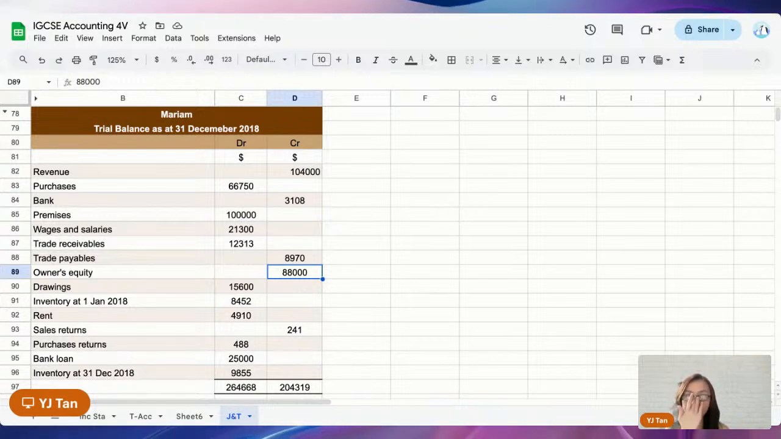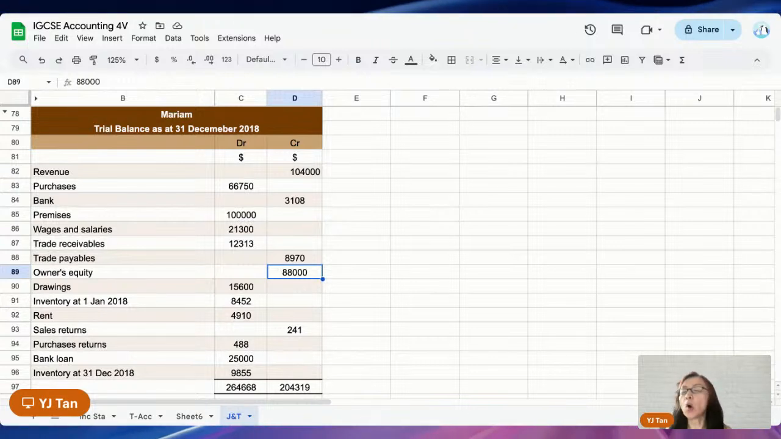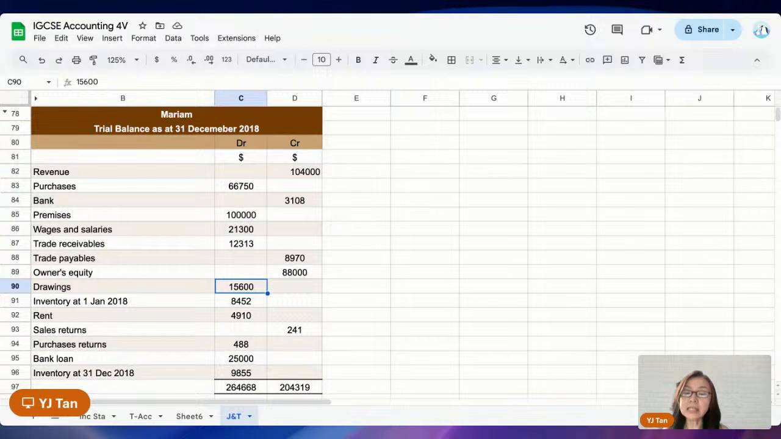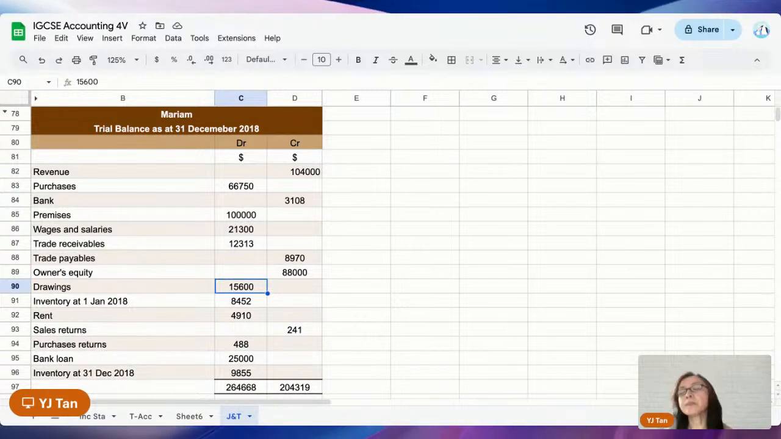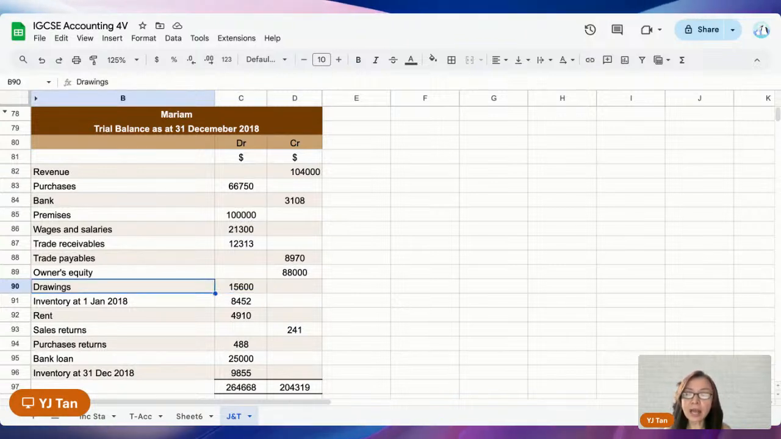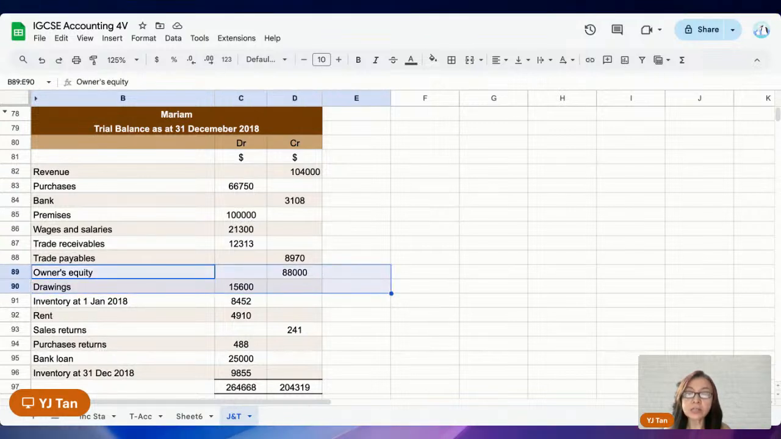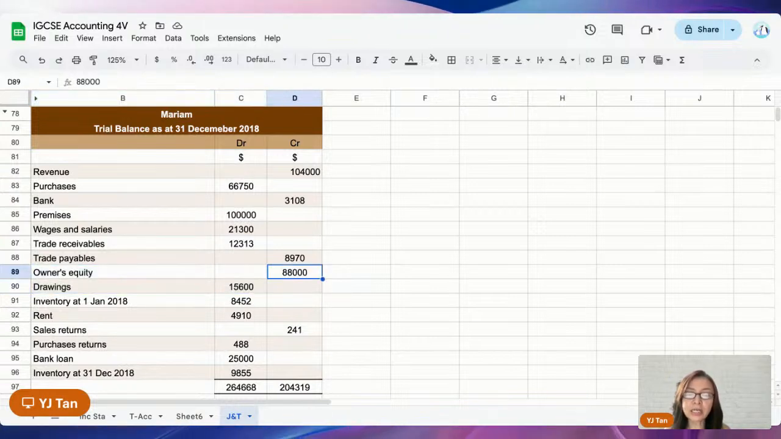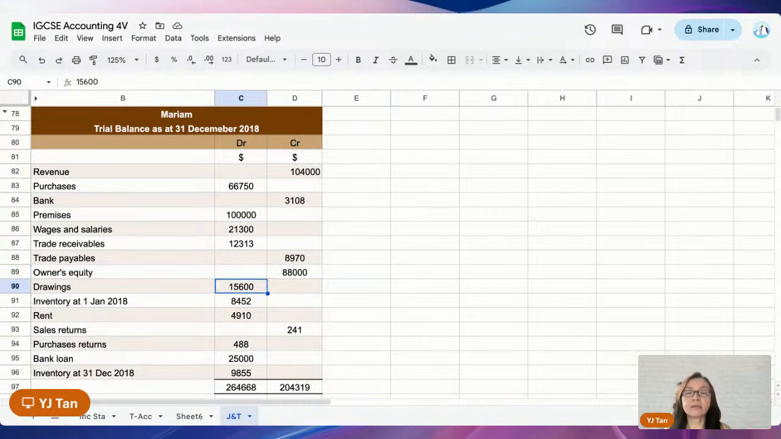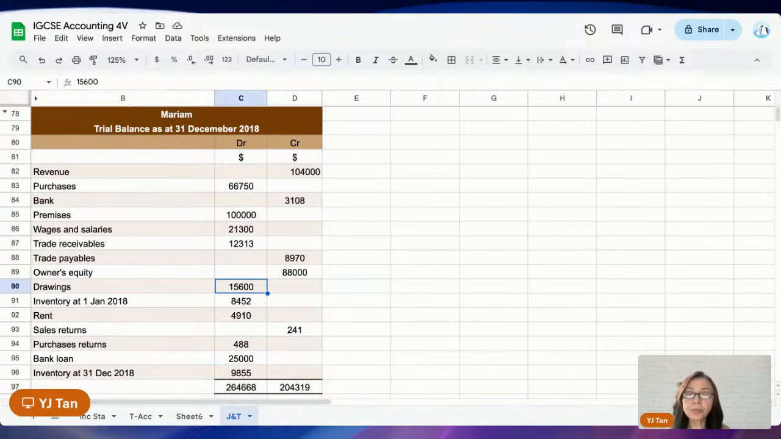Owner equity, I mentioned many times, is always in the credit side. So it's 88,000. All right. Then the next thing, there is drawings. What is drawings? Drawing is when the owner goes and withdraws equity from the business. So it's on the other side, which is 15,600, which is correct. So you can see that owner equity and drawings are relevant to the owner, the boss. The boss originally has 88,000, and there is a drawing, which means withdrawing 15,600, so it's minus. All right. So the relationship between these two is like that.